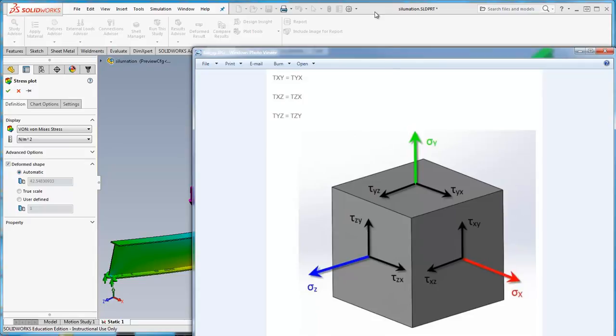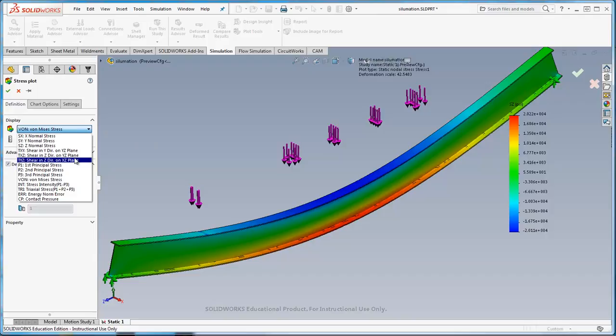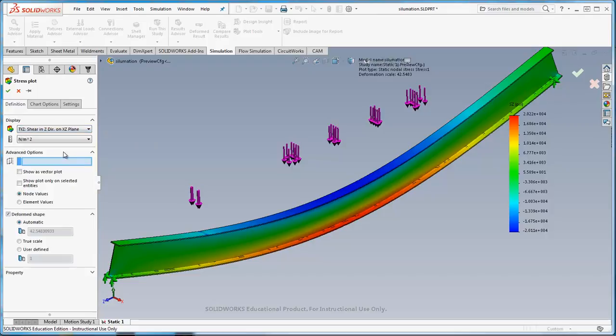So tau yz, I'll look for in here. Tau yz, there it is. I want to change this to psi again, so it matches my units of my hand calculations, and I'll approve that and get that stress plot.